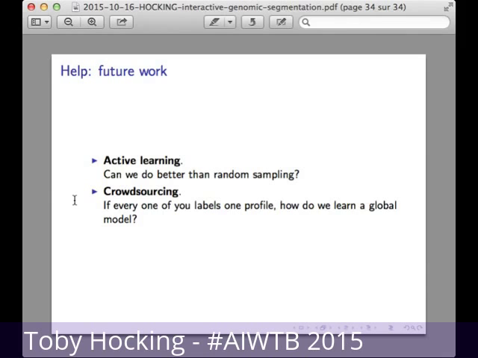So if everyone on Amazon Mechanical Turk was logging onto my website and labeling the profiles in a different manner, can we learn a global model that takes everyone into account and gives accurate predictions for everyone? This is not something that we've considered so far. Right now we just frame the problem in terms of: for one doctor, can we give accurate predictions for him or her? Okay, so that's the basic summary.